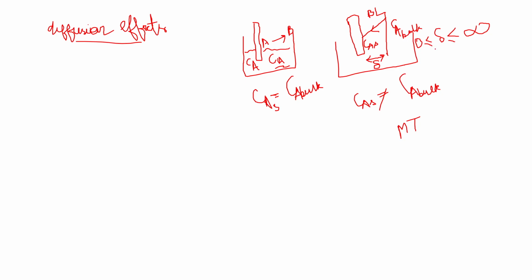In case I provide some stirring, I'm actually providing an external force by which A can diffuse onto the electrode surface. So in that case, the boundary layer thickness can reduce. It all depends upon whether you're providing stirring or not. When you're not providing stirring, there is a concentration gradient of A across the electrode-electrolyte interface, and that thickness can be as high as infinity. That means a huge value, or it can be a small value if you're providing enough stirring.